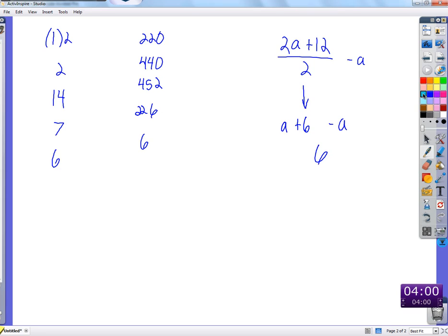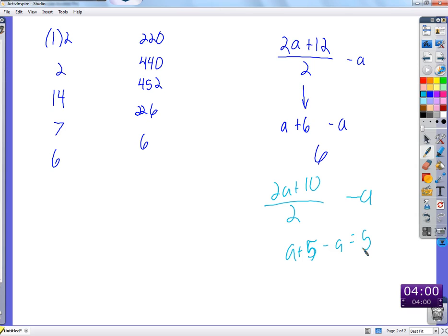What? We would change this 12 to a 10. So we do 2a, double your number, add 10. And I'll still make you divide by 2. When you subtract a, you get what? 5. And we get 5, right? Because this divided by 2 would be a plus 5. A plus 5. And when we subtract a, we get 5.